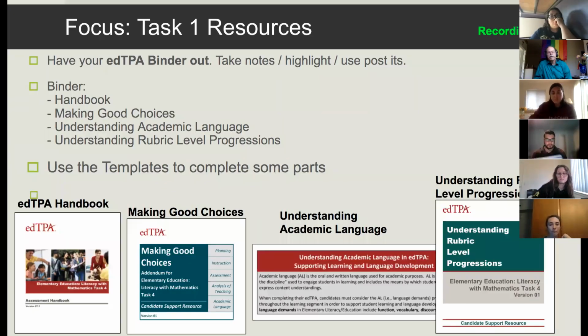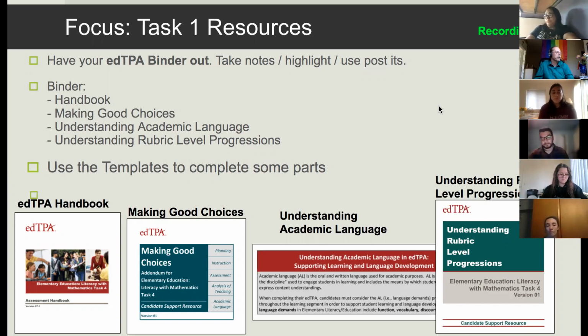So today we're talking about task one. Our focus is on the task one resources. And as I mentioned earlier, task one, task two, task three are all interrelated. So you want to make sure you got task one done correctly because task two and task three depend on it.